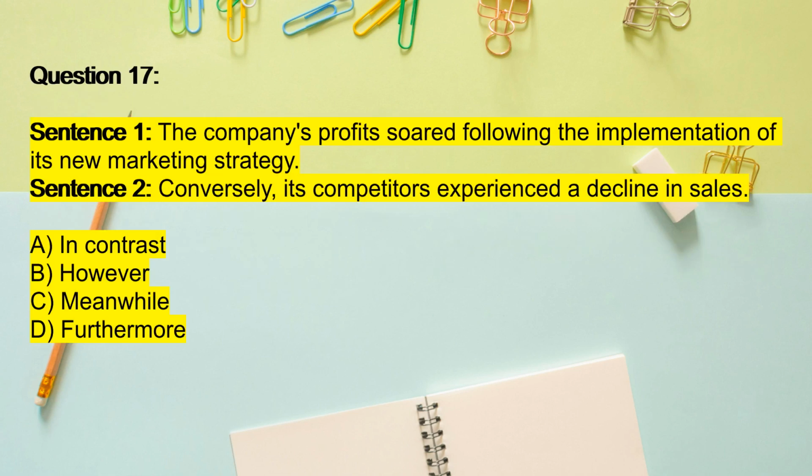Question 17. Which transition word would best connect the two sentences? Sentence 1. The company's profits soared following the implementation of its new marketing strategy. Sentence 2. Conversely, its competitors experienced a decline in sales.